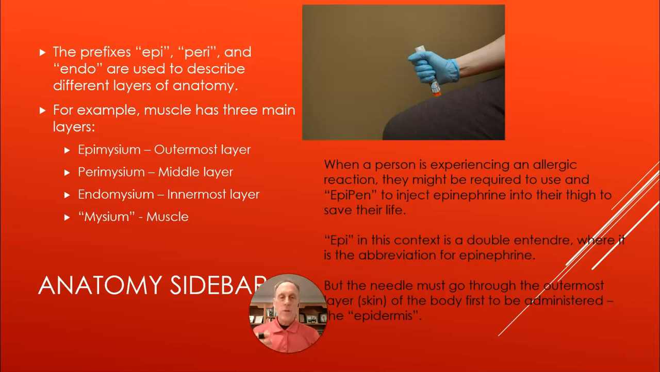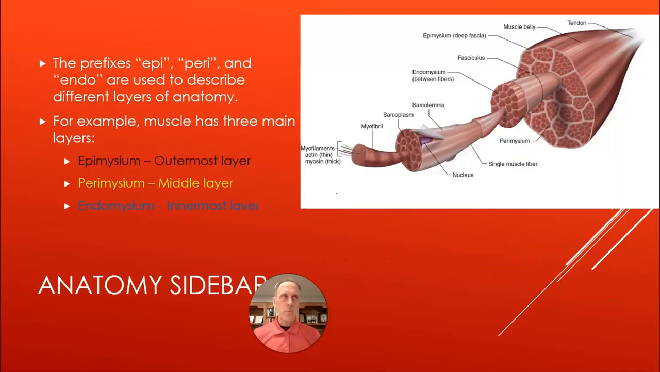So epi in this context can be almost like a double entendre, right? You have the abbreviation for epinephrine, but also the needle must go through the outermost layer of skin of the body, which is the epidermis. Dermis is terminology for skin. So think of the EpiPen going through the epimysium, the outermost layer. Epi's one, endo's the other, and then you have perimysium in the middle, EPE, right? That's how you're going to remember that to get through all the quiz and test questions.